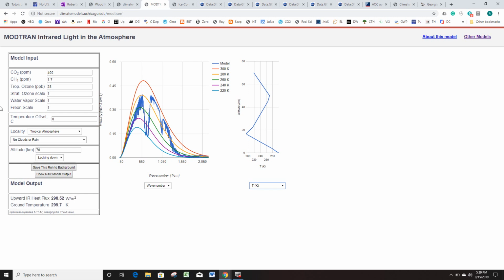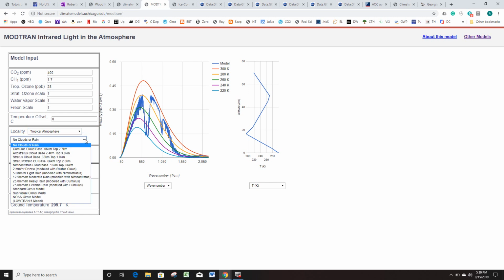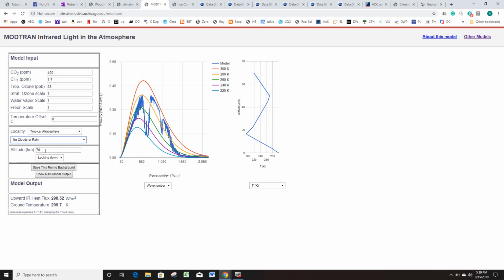Okay. All right. Well, then down here you have the locality, and right now we're set to the tropical atmosphere, and there's a whole bunch of different atmospheres you can choose. And then here, this is the one you said is real interesting. Yes, you get to choose clouds and rain, the clouds and things like that here. And then you have the altitude looking down, and this is looking down from that altitude. You're saying that if you're looking down from 70 kilometers, the upward heat flux, and I don't even know what that means, is around 300 watts per meter squared? Yeah, it's around 300. That's absolutely crazy.